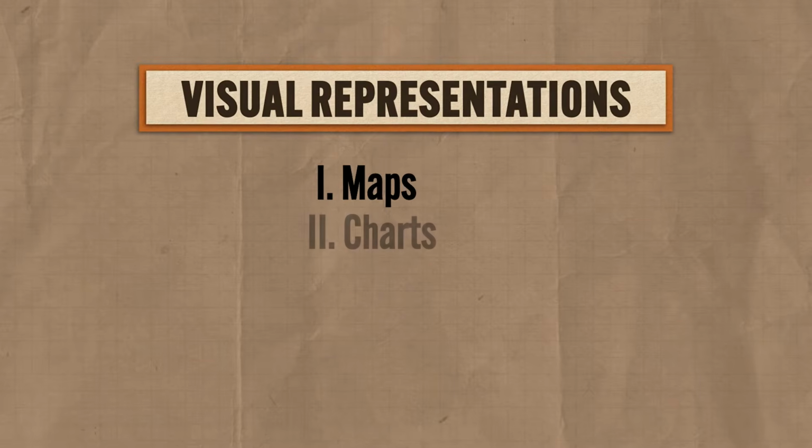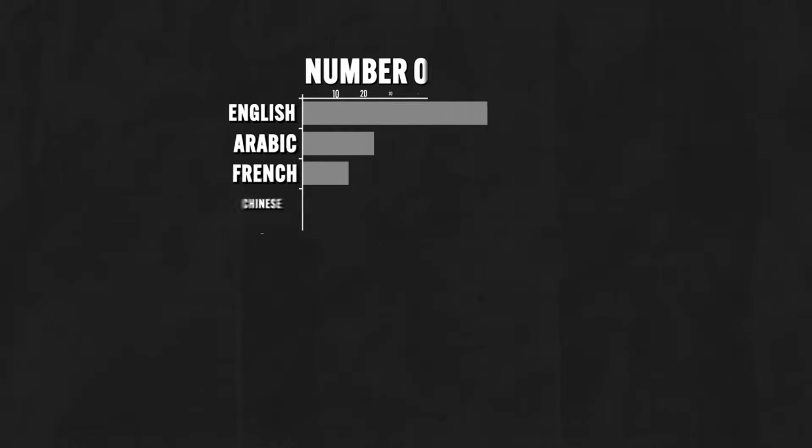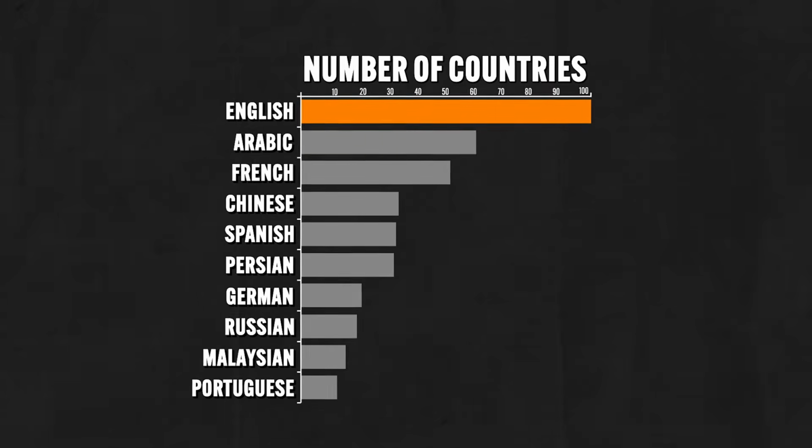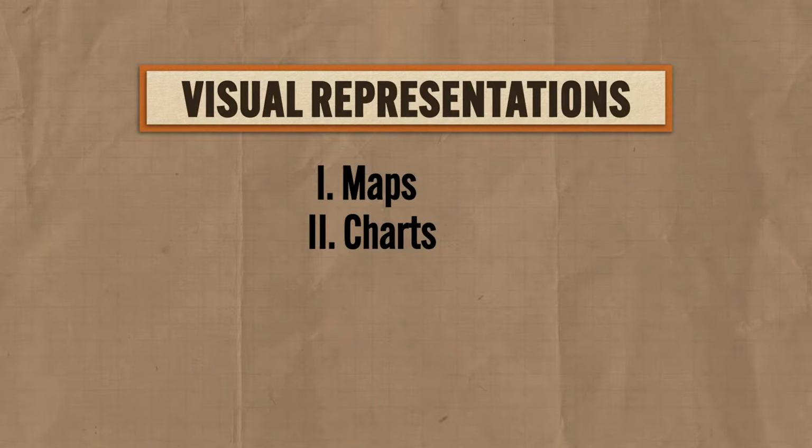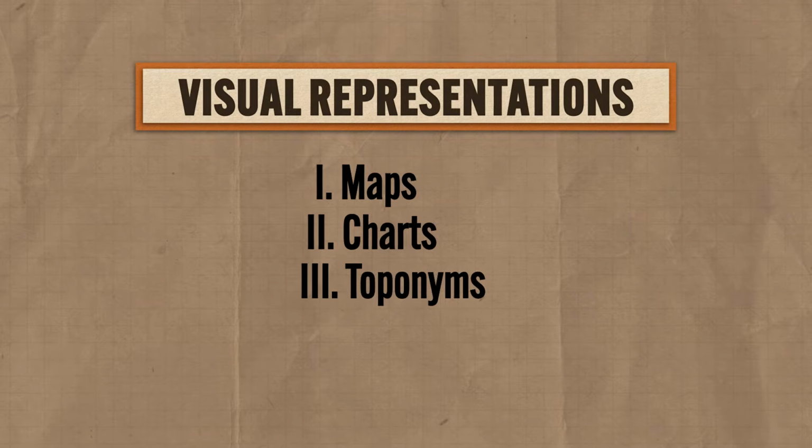And then second, we can visualize the diffusion of languages in charts. Here you can see that English is the most spoken language throughout the countries of the world, while Arabic comes in second. But third, diffusion is evident in toponyms, which just refers to the name of a place.